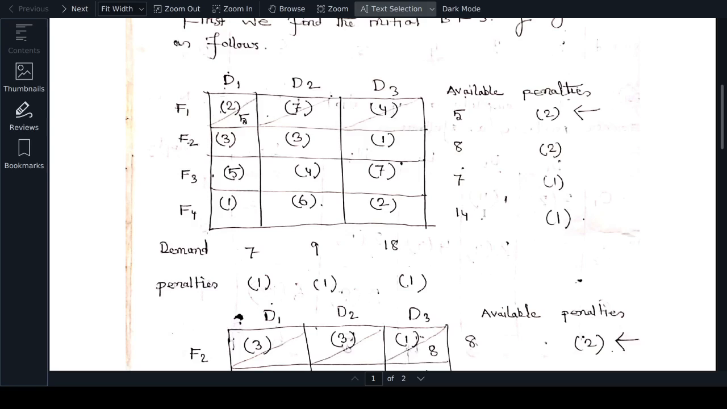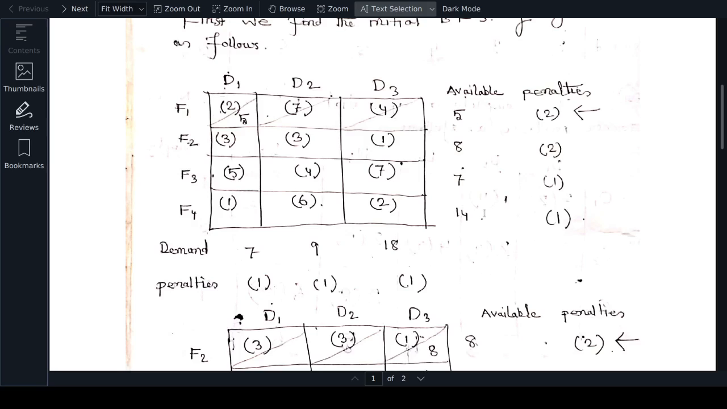So when we move to the second table, first row cancels out. Okay, so second table: F2, F3, F4, and D1, D2, D3. Then availability is what? In F2 availability is 8, F3 availability is 7, and F4 availability is 14. Right? So in D1 we already allocated 5. Out of 7 already allocated 5, so 2 remaining. So demand is 2. Second column 9 and third column 18, right?